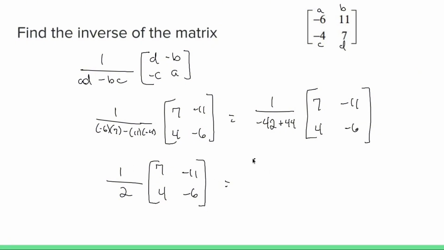Half of a 7 is 7 over 2. Half of negative 11 is negative 11 over 2. Half of 4 is 2. Half of negative 6 is negative 3. And that is our inverse, baby.